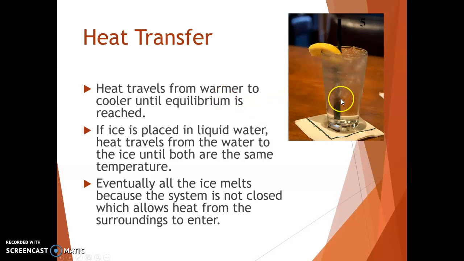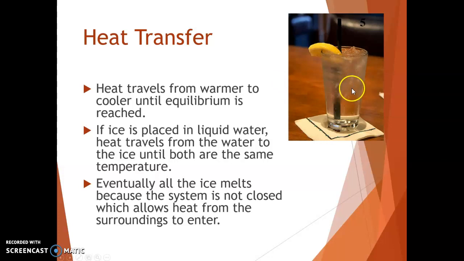So here we have a picture of some ice and some water, and the heat is going to travel from the water into the ice until you reach an equilibrium temperature. Now, eventually all the ice is going to melt here because the system, which we're including the water and the ice, isn't actually closed off from the room. So heat from the room enters in and goes into the water and then goes into the ice. So it's still a transfer from hot to cold.